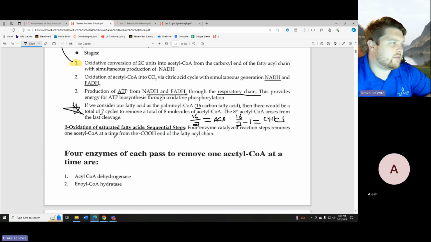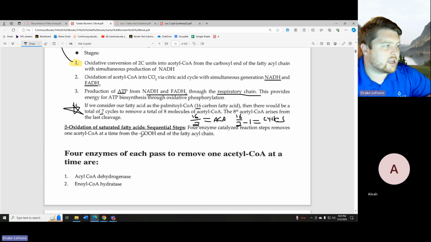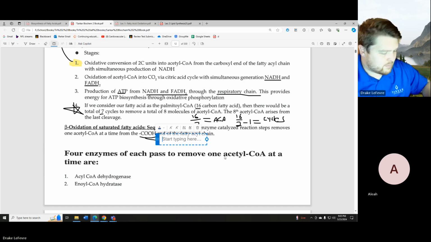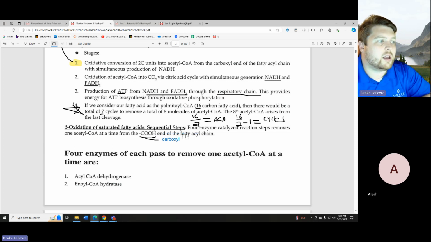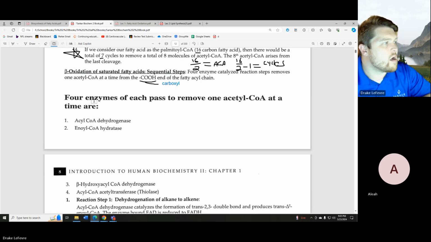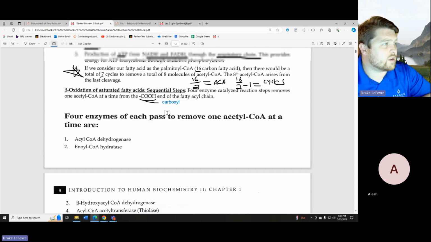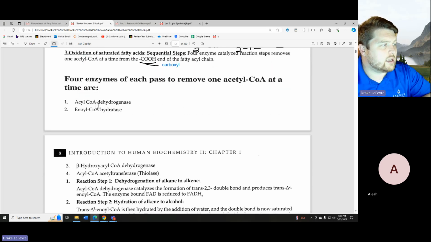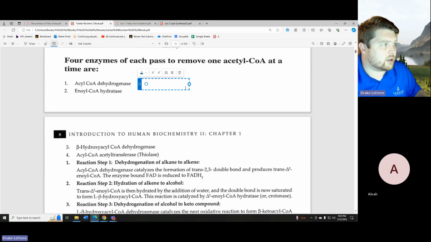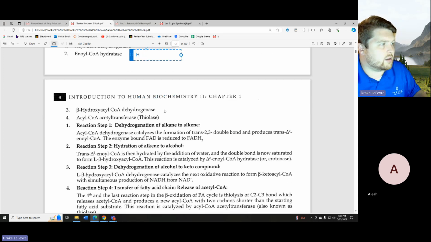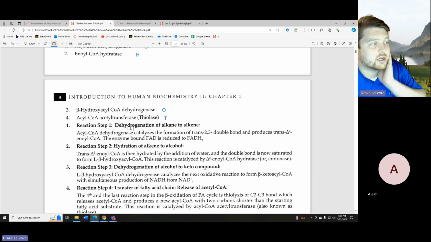Beta oxidation of saturated fatty acids, sequential steps. So we have 4 enzyme catalyzed reaction steps. It removes 1 acetyl-CoA at a time from the COOH. Remember, that is also known as the carboxyl end of the fatty acyl chain. So the 4 enzymes of each pass remove 1 acetyl-CoA at a time. This is just repeating these steps up there in words. The dehydrogenase, which is an oxidation, hydratase, which is a hydration, dehydrogenase, oxidation, and then thiolase, rearranging.